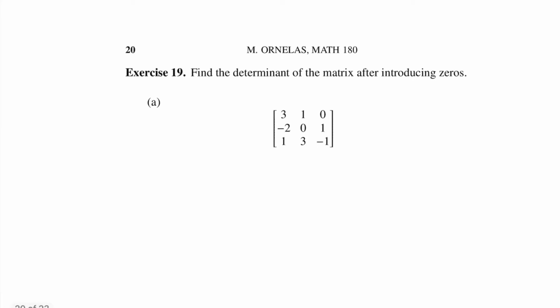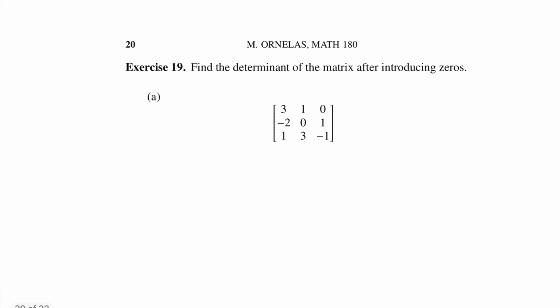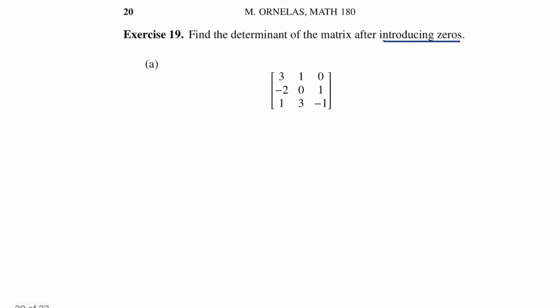Okay. Find the determinant of the matrix after introducing zeros. So they say after introducing zeros. The reason why they want us to do that is to make our lives easier. So if we introduce a 0 here and a 0 here, then we can just go off of this one column, and then we only have one entry to worry about. So let's do that. Let's introduce this 0 first.